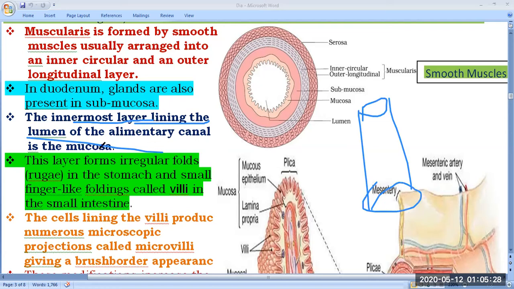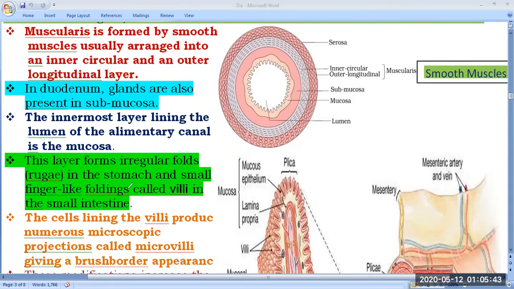And this layer forms irregular folds. If we check the mucosa, it forms irregular folds in the stomach, and this structure is called the rugae. In the case of the small intestine, they have finger-like folding. So they have a finger-like structure, and this structure is called the villi.